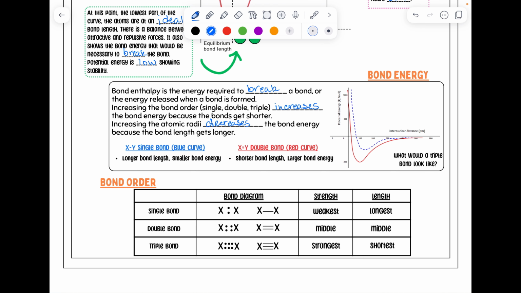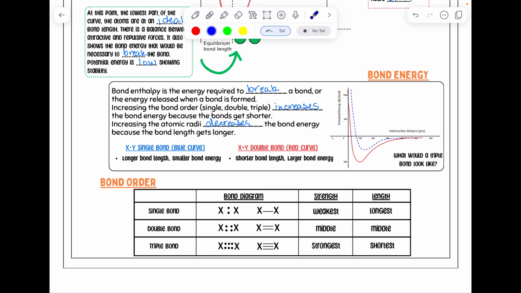And again, that's back to Coulomb's law. The further apart, the less the strength is between those bonds, the electrostatic forces. So an example over here is this graph. We have potential energy and the distance over here. And you'll notice that an XY single bond is a blue curve. You'll see that the distance is further apart and the potential energy is up here, meaning it's not as stable, okay? And again, remember, the more negative, the more stable, the lowest energy is what we're looking for.